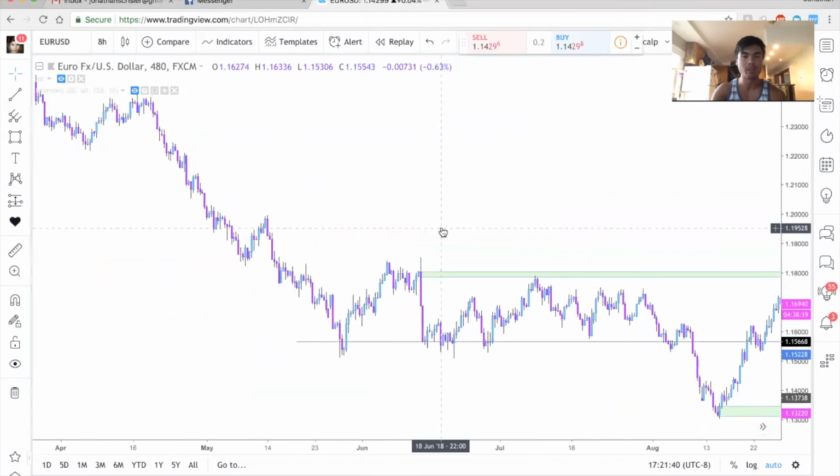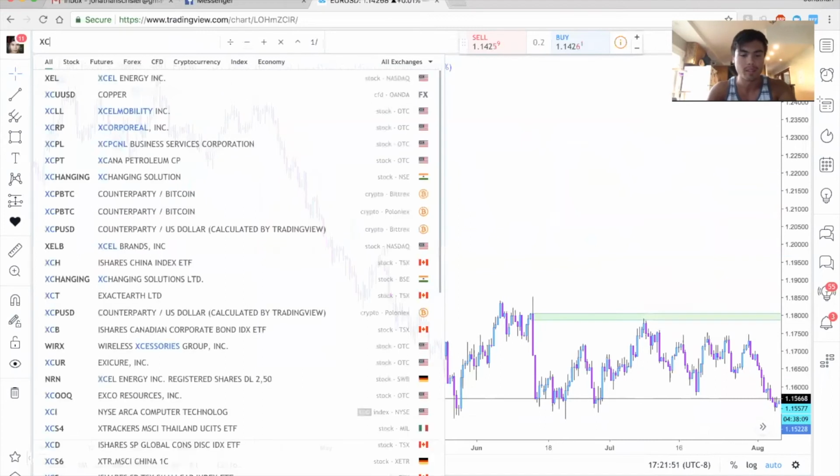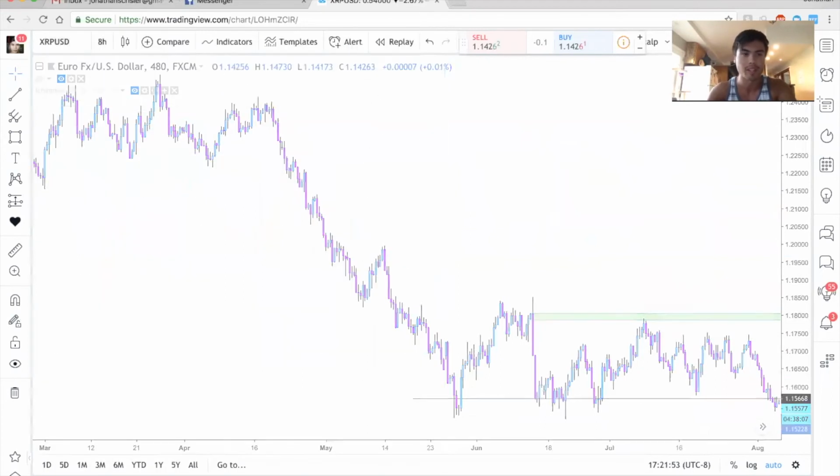Let's just keep scrolling. In fact, let's go on to a cryptocurrency. This can be applied to any currency, commodity, whatever you can think of that has a financial chart. Let's look at Ripple. Ripple made a lot of people a lot of money these past few days. So let's take a look at it.